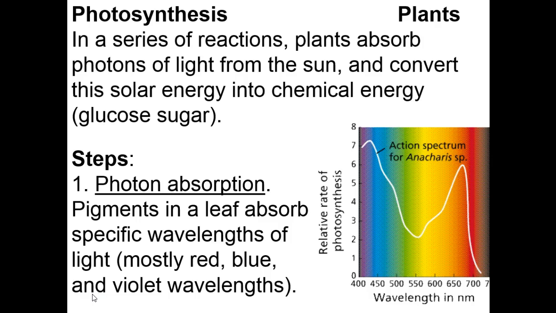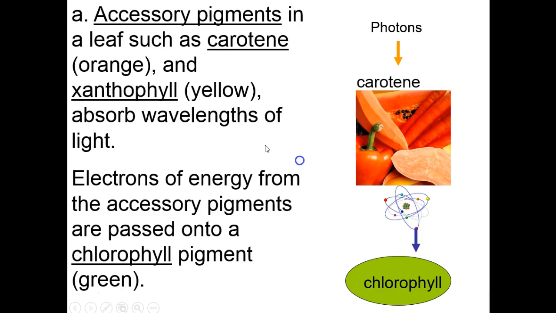First step is just photon absorption. There are accessory pigments in the leaf. Okay, I'm not talking about the greens. I'm talking about the other pigments, and they're going to capture reds, blues, and violet wavelengths. You see, plants don't use all of these. They don't use the yellow and the green. They don't, but they use a lot of red, blue, and violet.